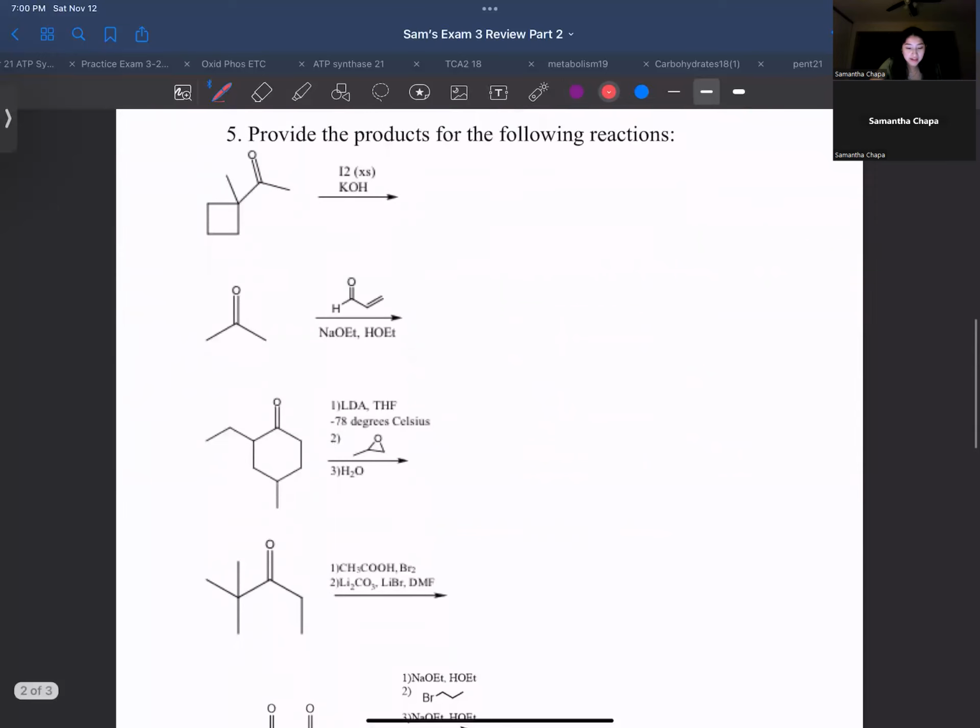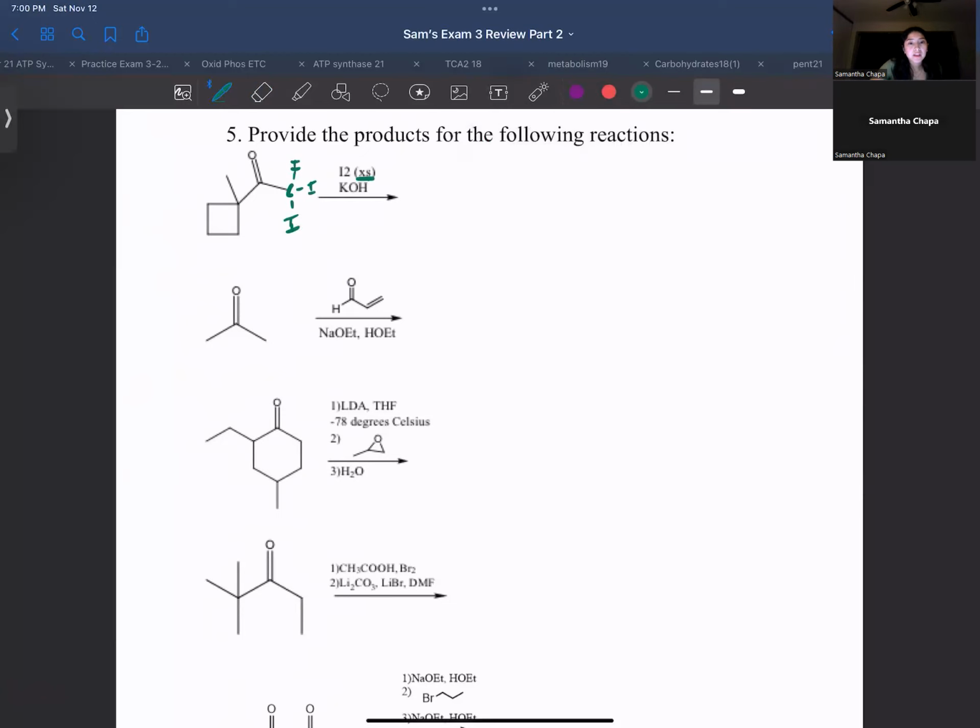Next, we're going to do some reactions. Okay. For this one, they're telling you that we have iodine in excess. And so what this kind of reaction is going to do is add as many iodines as it can to the alpha carbon. So if it's in excess and I have a total of 3 hydrogens here, I can get rid of these 3 hydrogens and make them all iodines. So this makes it a good leaving group.